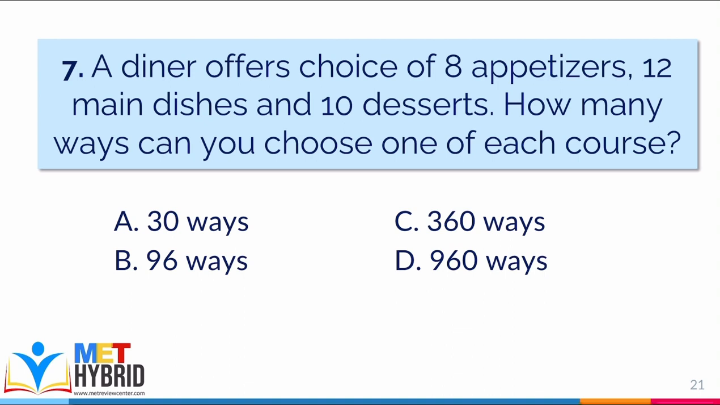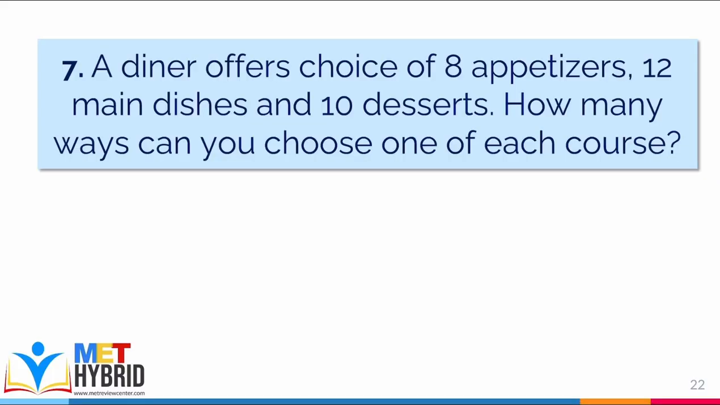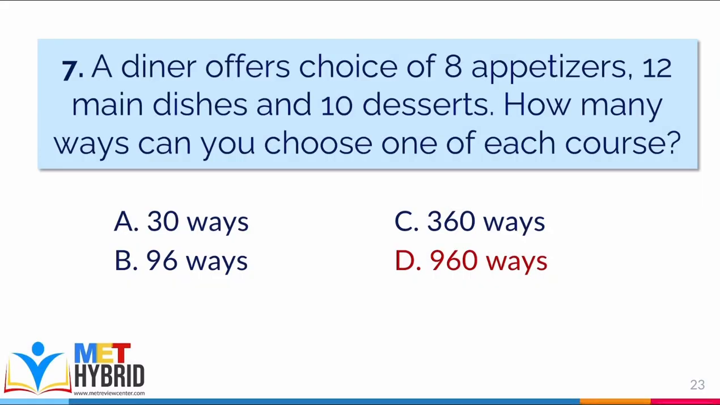Question number 7. A diner offers choice of 8 appetizers, 12 main dishes, and 10 desserts. How many ways can you choose one of each course? So this problem is quite easy. We just simply have to multiply 8 times 12 times 10. The result is 960. Therefore, the answer is D, 960 ways.